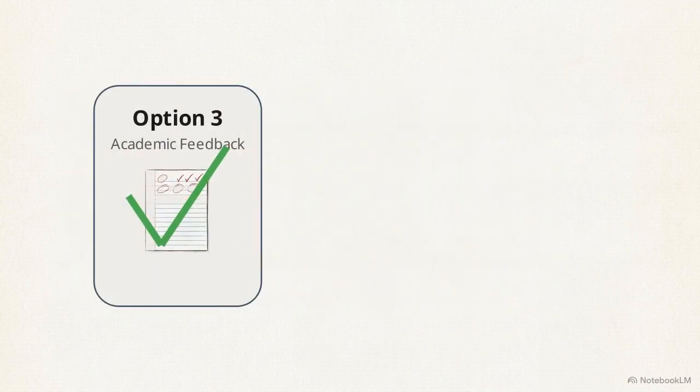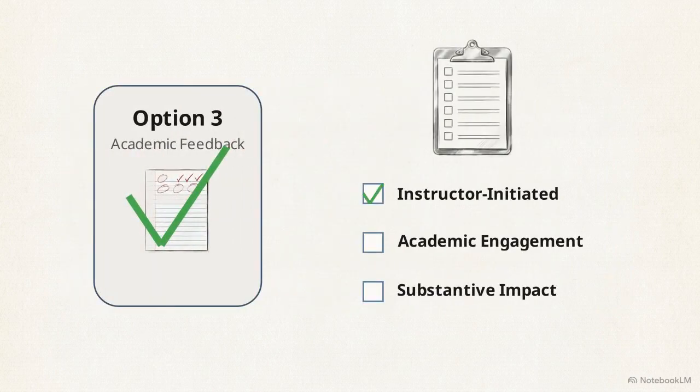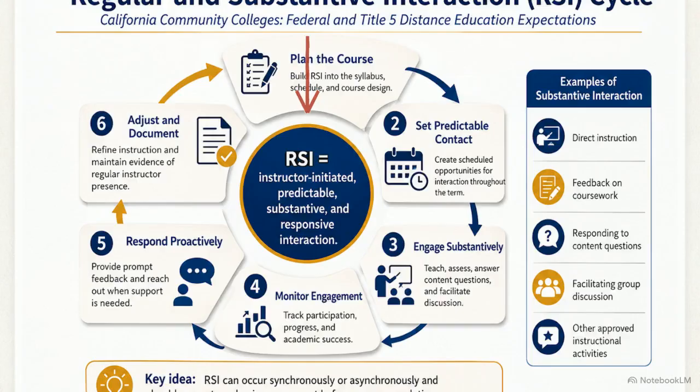Option 3 satisfies the mandate. The instructor initiated the contact, addressed a specific academic need, and provided feedback designed to improve the student's mastery of the material. This 6-step RSI cycle provides a framework for integrating these regulations into your weekly teaching workflow.